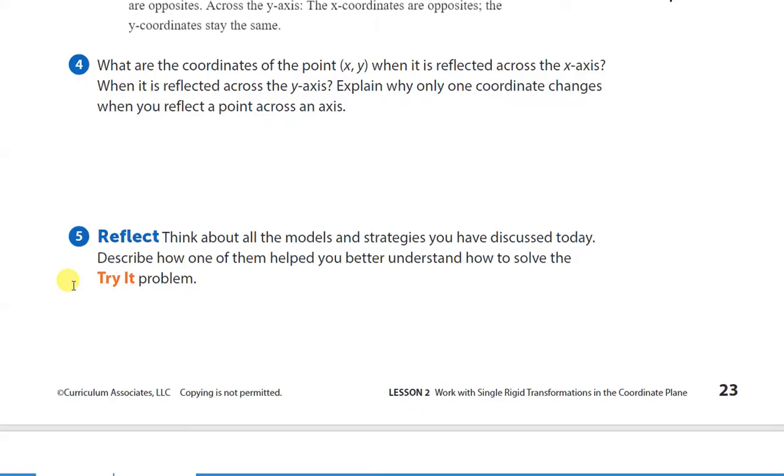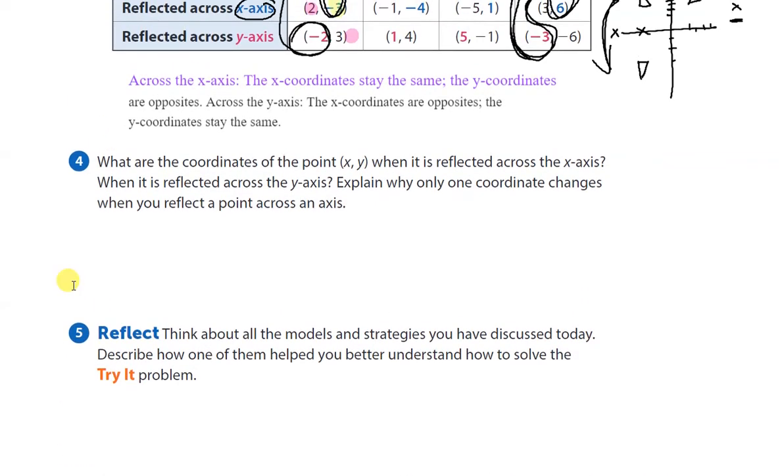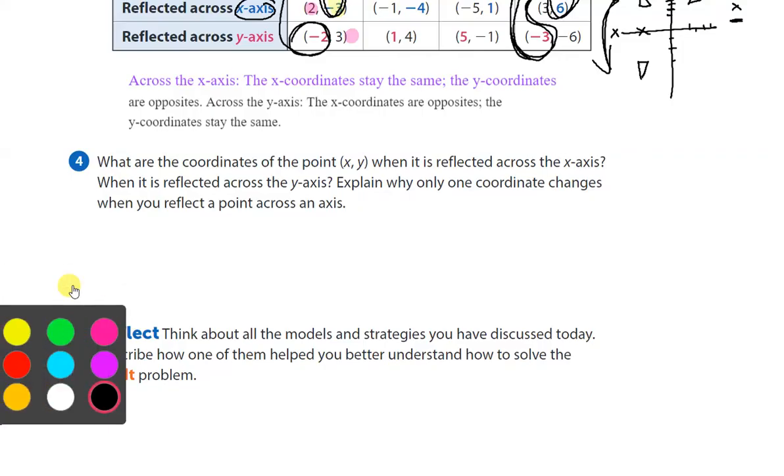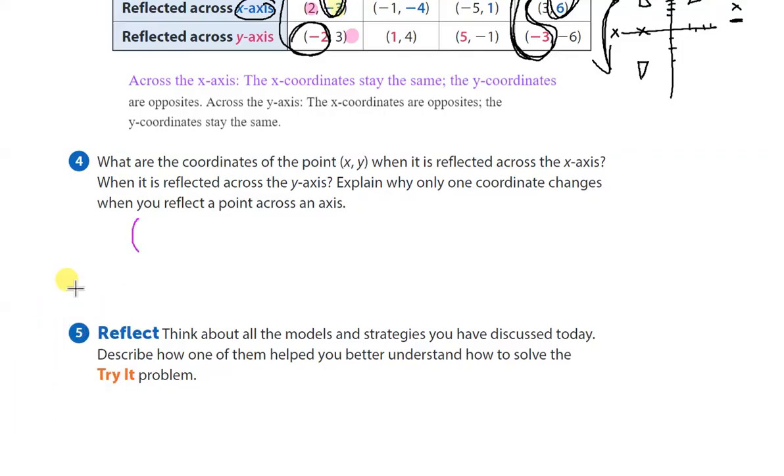What are the coordinates of point xy when it's reflected across the x-axis? When it's reflected across the y-axis? So point xy could be anything. It's point xy, it's a mystery. Well, I wish they'd use different variables for this one. Okay, so when it's reflected across the x-axis, then what changes? Across the x-axis, the x coordinates stay the same, and the y coordinates are opposites.